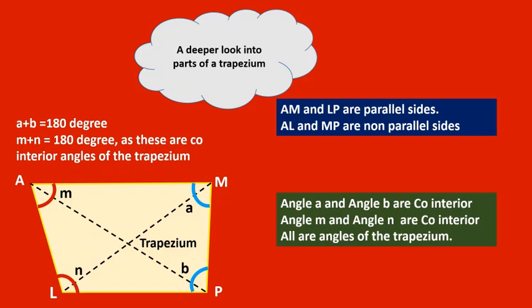Co-interior angles are the angles which are on the same side of the transversal. So angle A and B are co-interior, M and N are co-interior, and all are angles of the trapezium. These are all called angles of the trapezium, both the marked red ones and blue ones, that we have studied as angles of the quadrilateral.